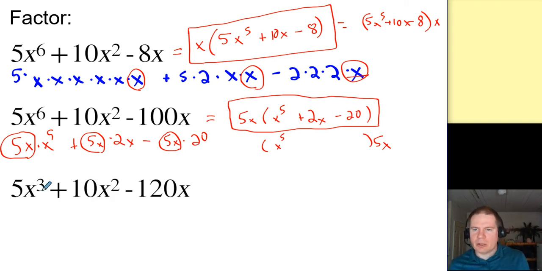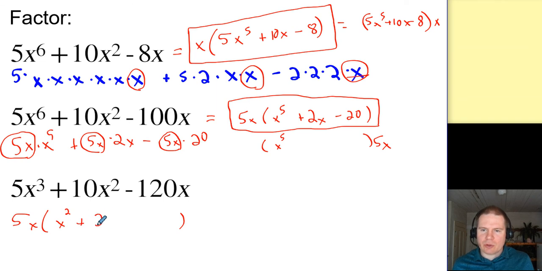This is looking pretty similar. 5, 10, and 120, those have a 5 in common. X cubed, x squared, plain x, those all have a single x in common. So I'll put that 5x there. And as we get good about this, we can actually skip this blue step and this intermediate step and just kind of do it in our head, right? So 5x cubed, that's 5x times 2 more x's. 10, that's 5 times 2 times x times a second x to get x squared. Minus is minus. 120, that's 5 times, let's see, 5 times 20 is 100.